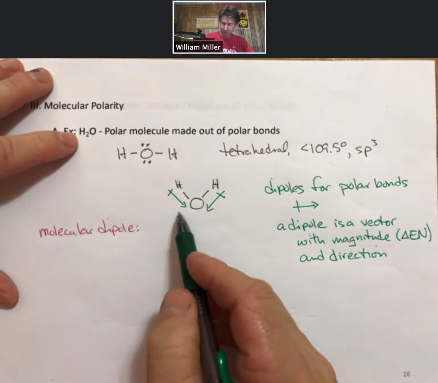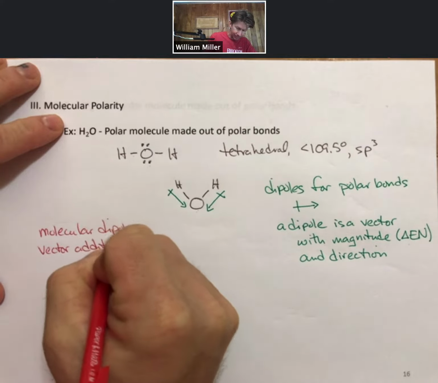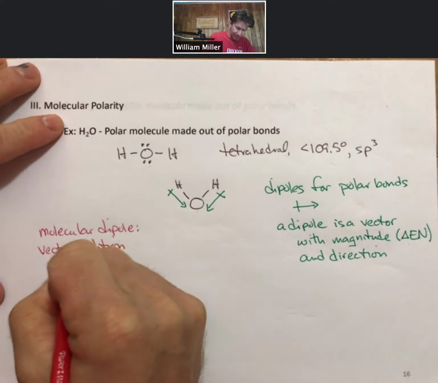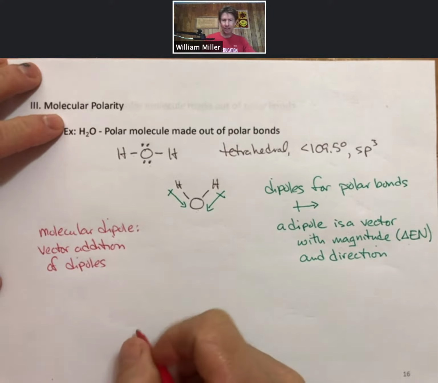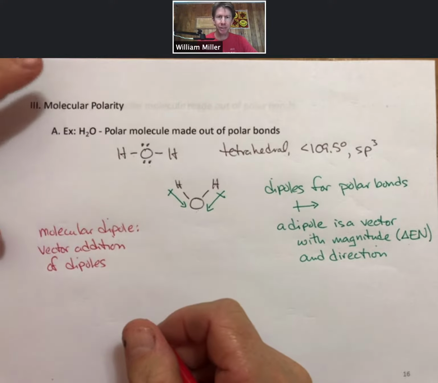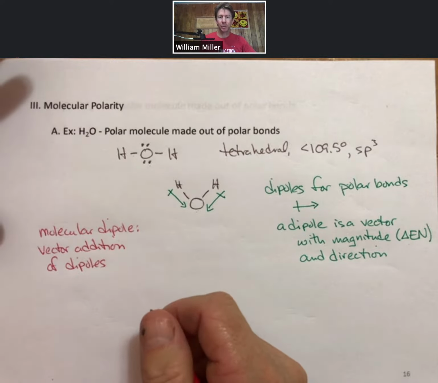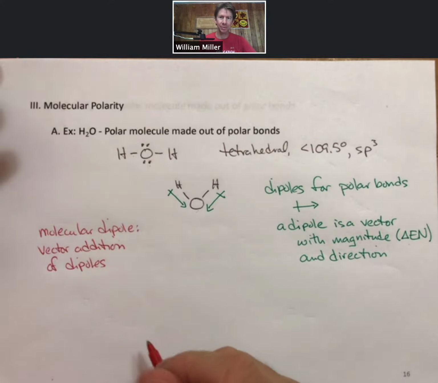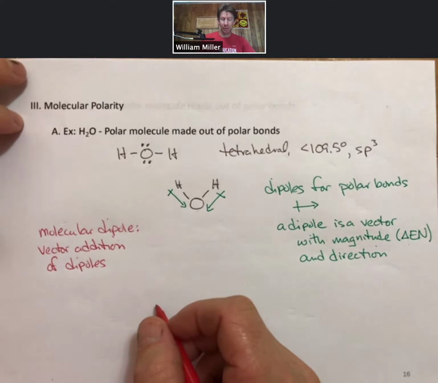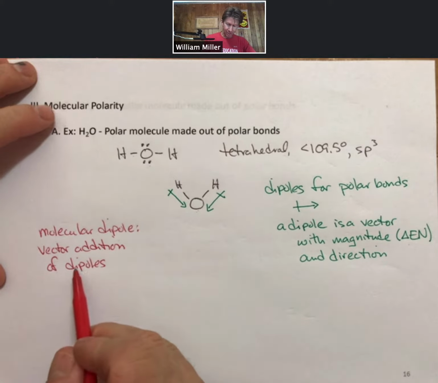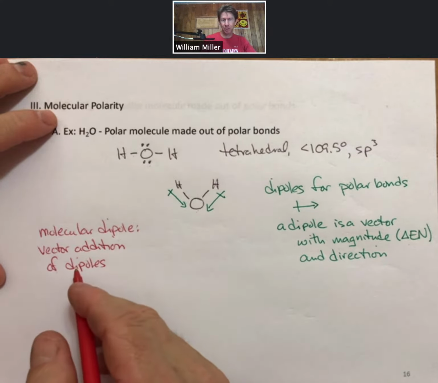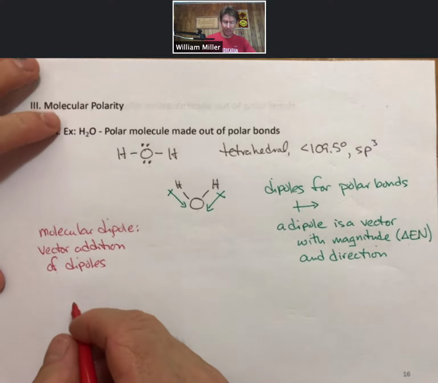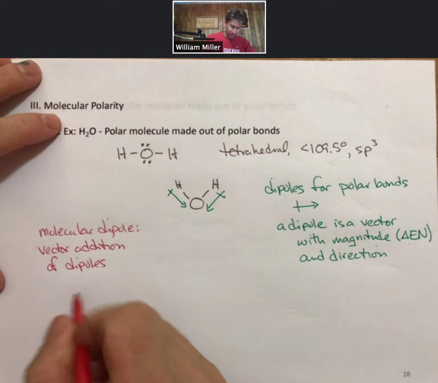Now, to get the molecular dipole, you do vector addition of dipoles. And to do vector addition, we are going to go through this from a physics point of view so that those of you who have had physics can relate to it, although we'll find many things that we need for everybody in this class. Vector addition of dipoles. Vector addition is when you place the dipoles head to tail. So I'm going to write vector addition of dipoles head to tail.